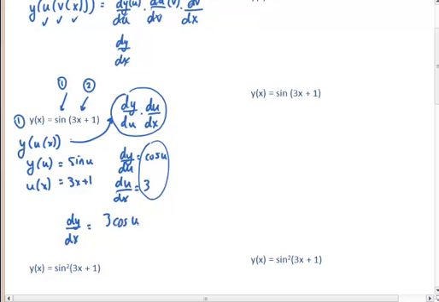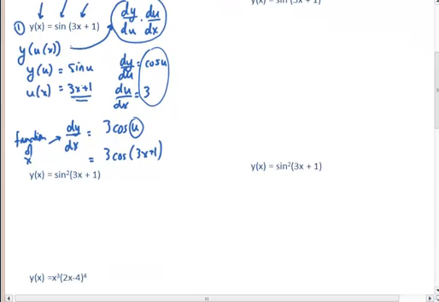Now remember, we started out with y as a function of x. We'd really like the derivative to be a function of x. So we want to do a resubstitution and write this as 3 times the cosine of 3x plus 1, merely substituting in what u of x was equal to.